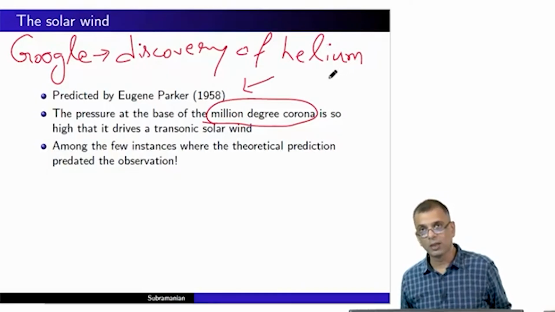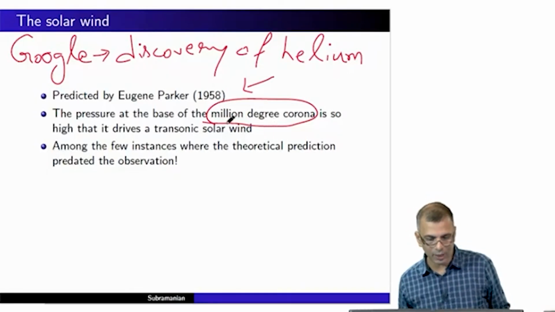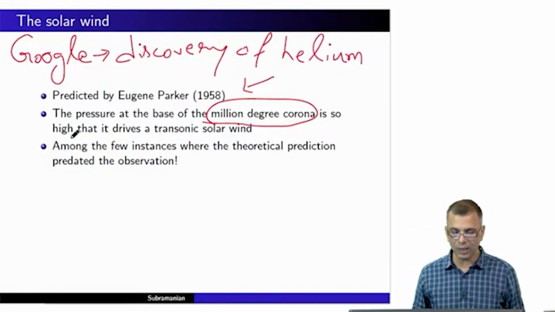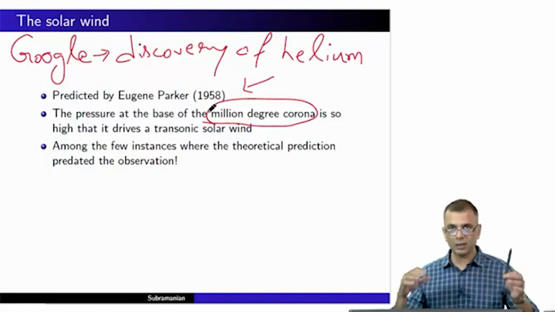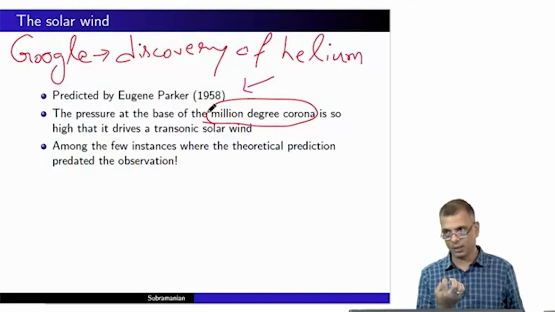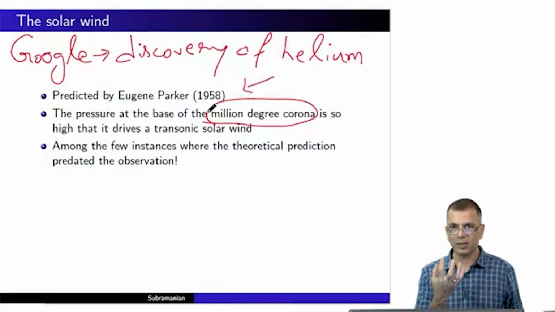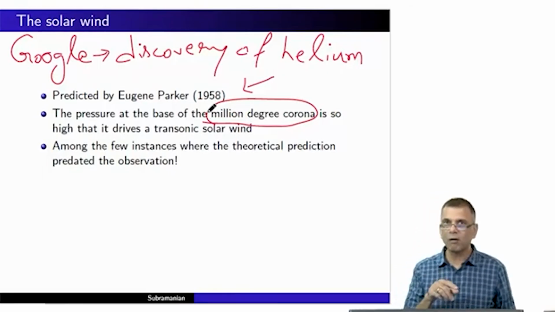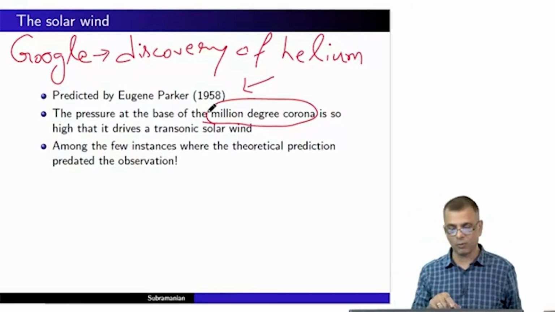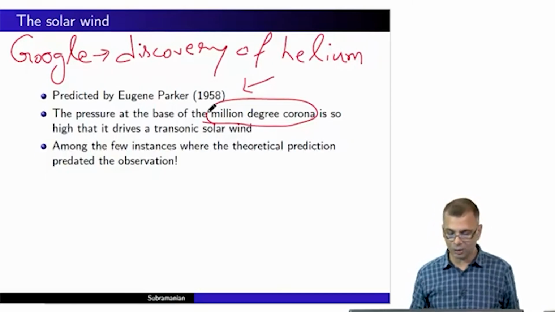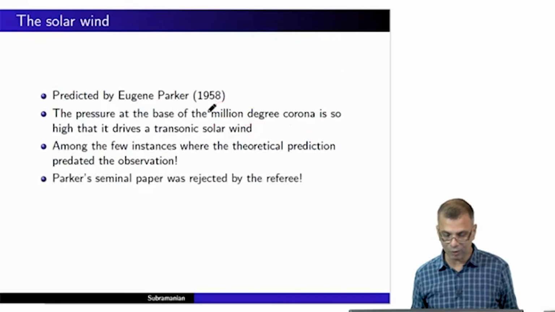Now what Parker did was he figured that if the corona is 1,000,000 degrees hot, then the pressure right there is so high that the outer atmosphere cannot be held back by the gravity of the sun. It has to expand and flow outwards in a manner reminiscent of solution 2 that we have just discussed. And this is among the few instances where the theoretical prediction predated the observation.